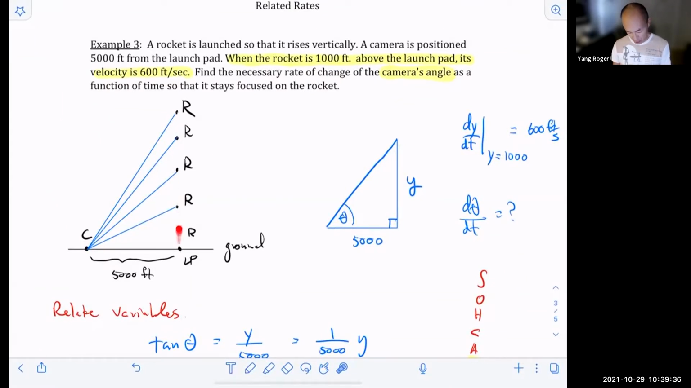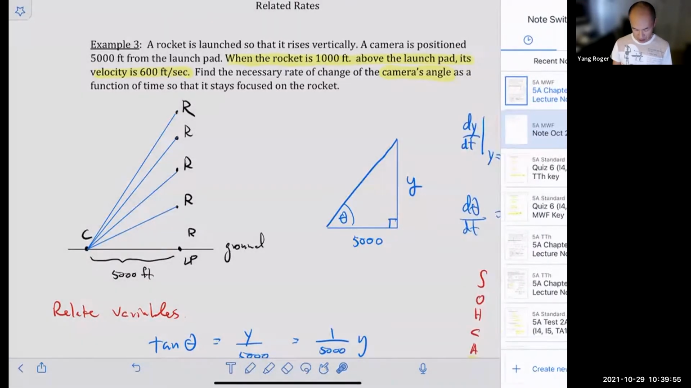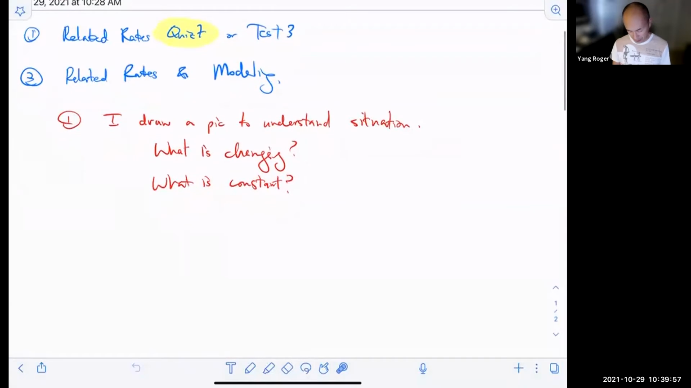This side of the triangle is changing. So I give it a variable. The angle between the camera and the ground is changing. So I give it a variable. But the distance from the camera to the launching pad was constant. So I gave that a constant. So the first step for me is always trying to draw this picture to really answer these two questions. What is changing and what is constant? Does that make sense for everybody? And I'm going to mimic it with one more example.